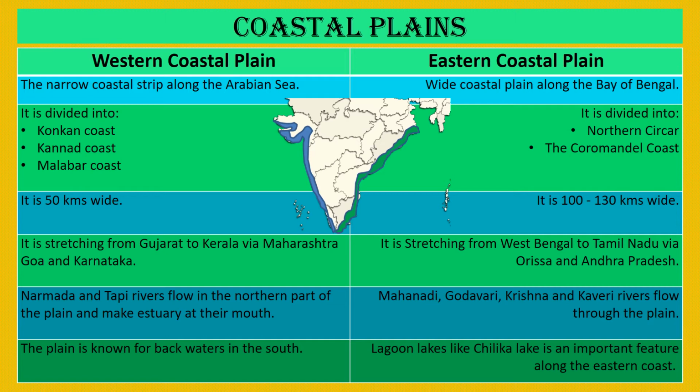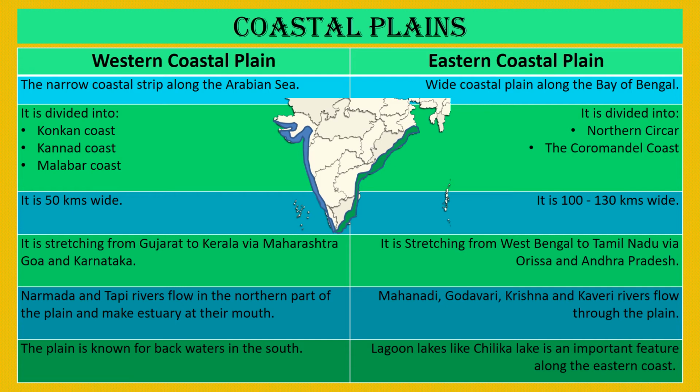Western coastal plain doesn't have that kind of feature. The western coastal plain is divided into three parts. The northern part is called Konkan coast, the southern part is called Malabar coast, and in between these two there is Kannada coast. The eastern coastal plain is divided into two. The northern part is called North Sarkar coast, the southern part is called Coromandel coast. The western coastal plain is 50 kilometers wide. The eastern coastal plain is 100 to 130 kilometers wide.